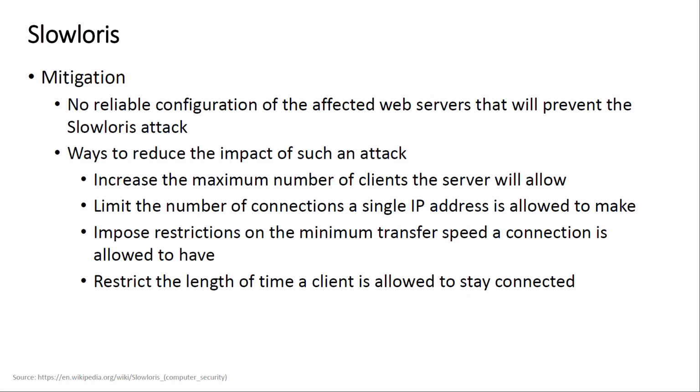Mitigation is as follows: there is no reliable configuration of the affected web servers that will prevent the Slowloris attack. Ways to reduce the impact of such an attack are to increase the maximum number of clients the server will allow, limit the number of connections a single IP address is allowed to make, impose restrictions on the minimum transfer speed a connection is allowed to have, and restrict the length of time a client is allowed to stay connected. So this actually requires a good configuration of your server.